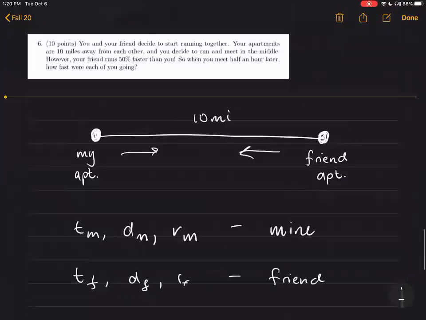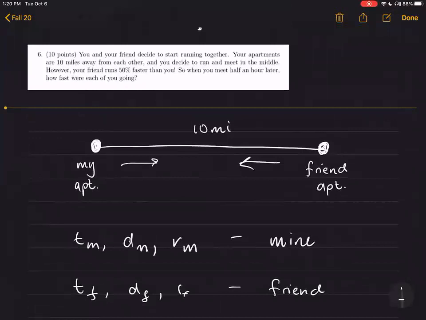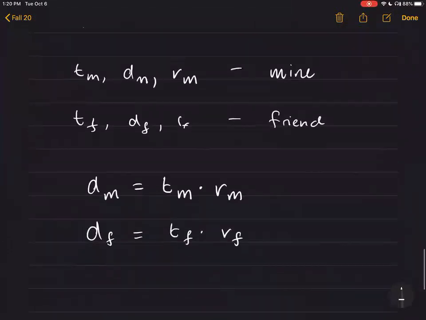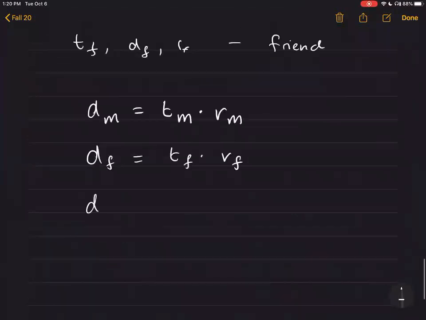Right, now let's look up here and see what else we can extract out of this. We know that we are both running together a distance of 10 miles, because we're going to meet somewhere in the middle. So together, both of our distances are going to be 10 miles. So this distance plus this distance is 10 miles.